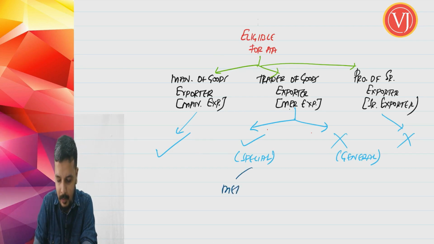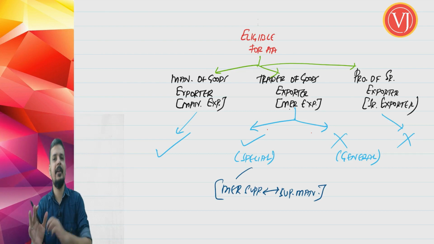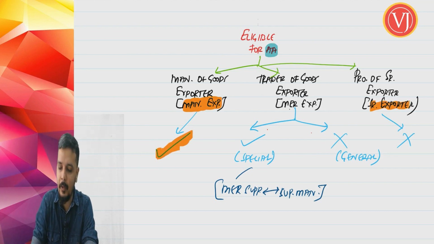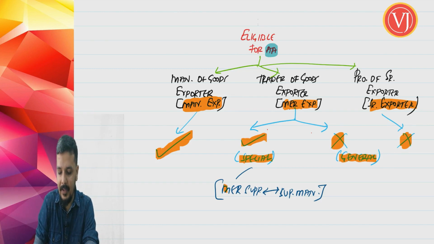If the merchant exporter has a tie-up with a supporting manufacturer, only then he is eligible. So if you look at this scenario, basically they talk about manufacturing in India, right? So who are all your eligible categories for advance authorization? Your manufacturer exporter is eligible, your service exporter is not at all eligible, and a merchant exporter is generally not eligible. In special cases he is eligible if he has a tie-up with a supporting manufacturer.